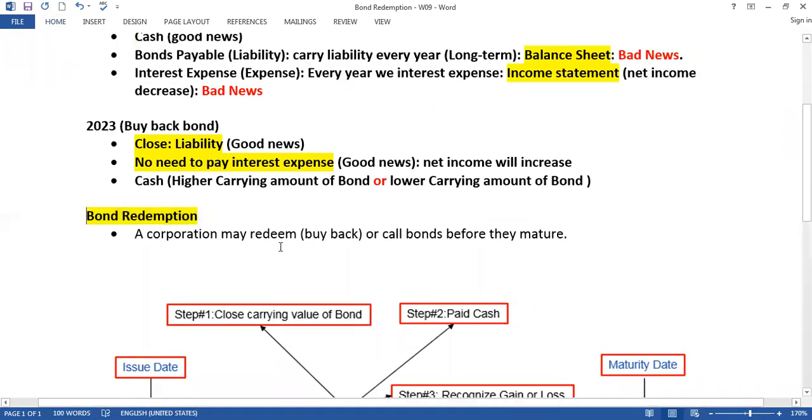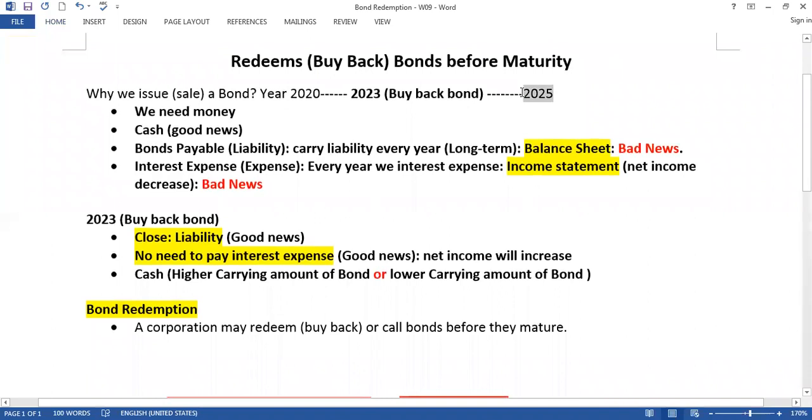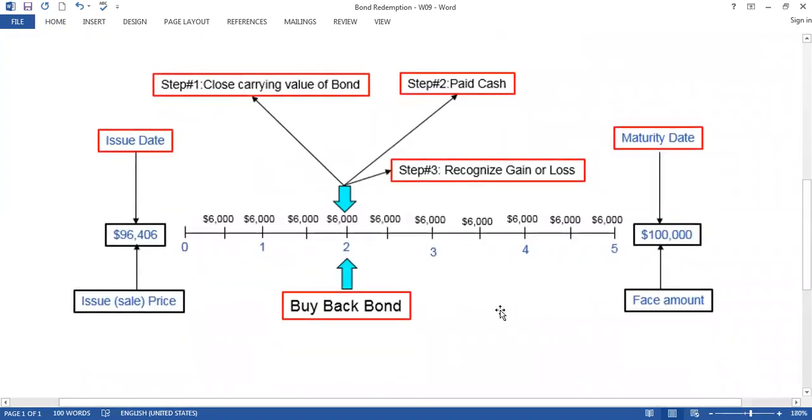So a corporation may redeem or buy back or call back a bond before it matures. So maturity date may be 2025. Before the maturity date, a company can buy back the bond or call back the bond or redeem the bond. Okay, now look at this diagram. We issue a bond. Today we receive $96,406. And 5 years later, we are going to pay them $100,000.